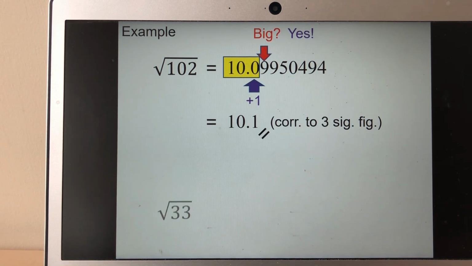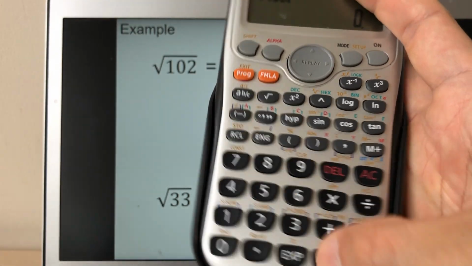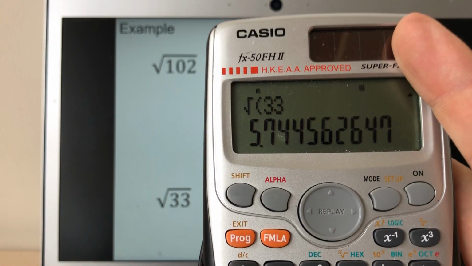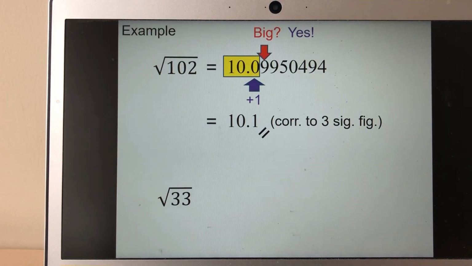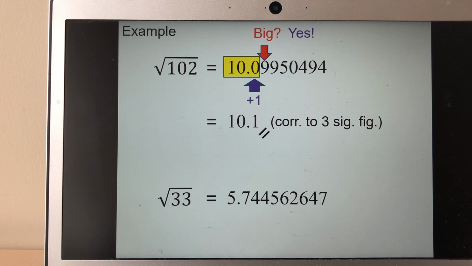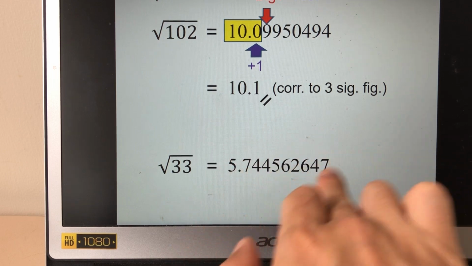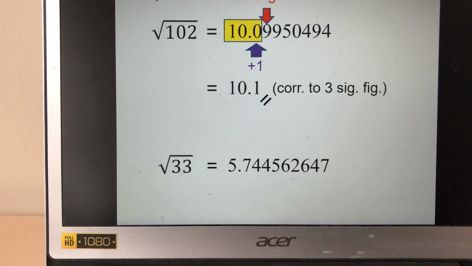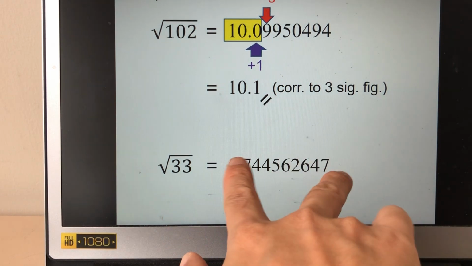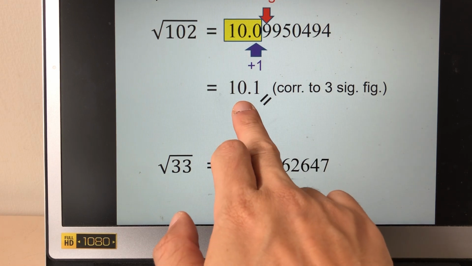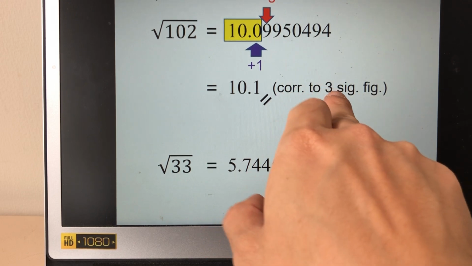Okay, let's try to do one more. What about square root of 33? Square root of 33. So let's see what is it. Oh, it is 5.74456267. So we've got this. And as you see that it is so inconvenient to use this value, so many numbers. Therefore, we give our answer in an approximated value. So that usually we give in this format. This is the most popular format, correct to 3 significant figures.